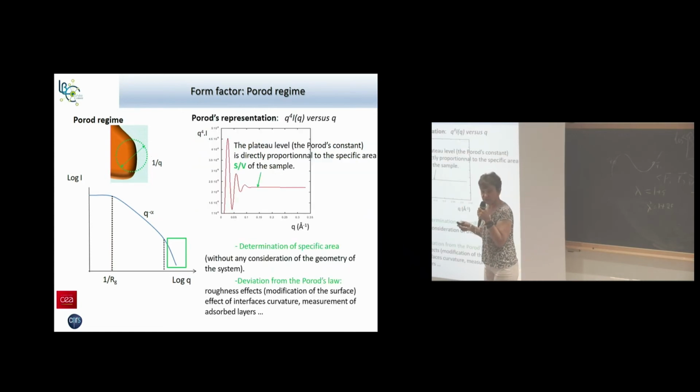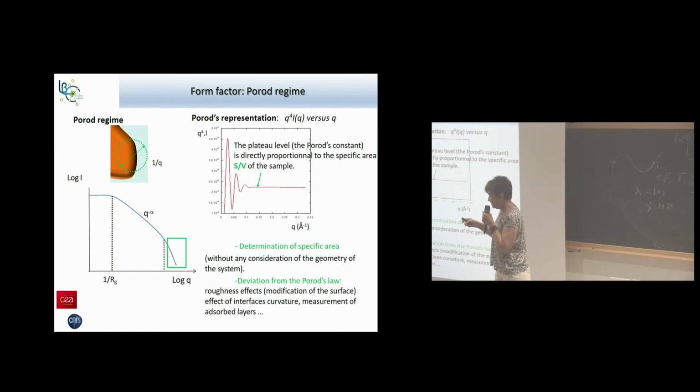So how to measure this specific area? Since the scattering intensity is decreasing as Q to the power 4, we plot Q4 times the scattering intensity versus Q. And at a given moment, it is flat. And the specific area is this value.